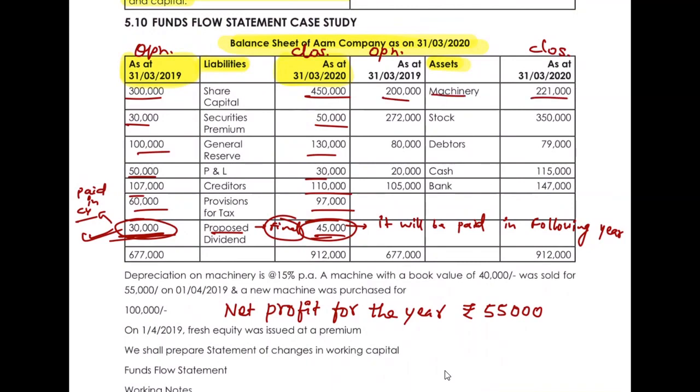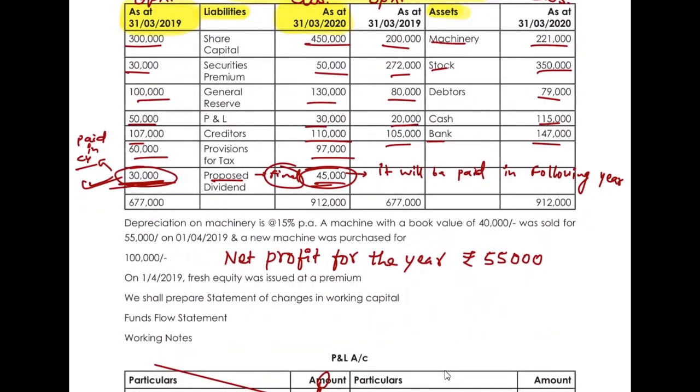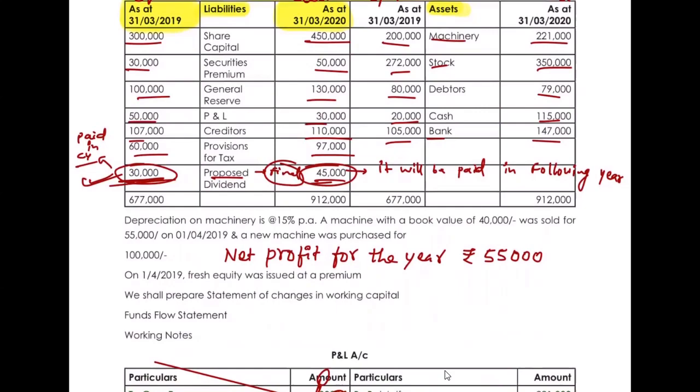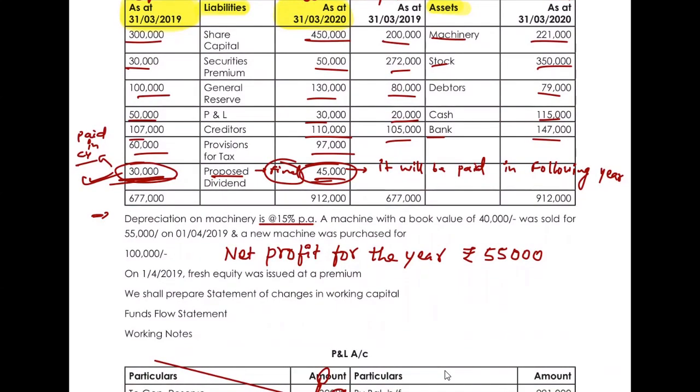The closing is 221. Stock 272, 350, debtors 80, 79, cash 20, 115, bank 105 and 147, and that is the end of your balance sheet. Other information they have given you is that depreciation on machinery is to be charged at the rate of 15% per annum.